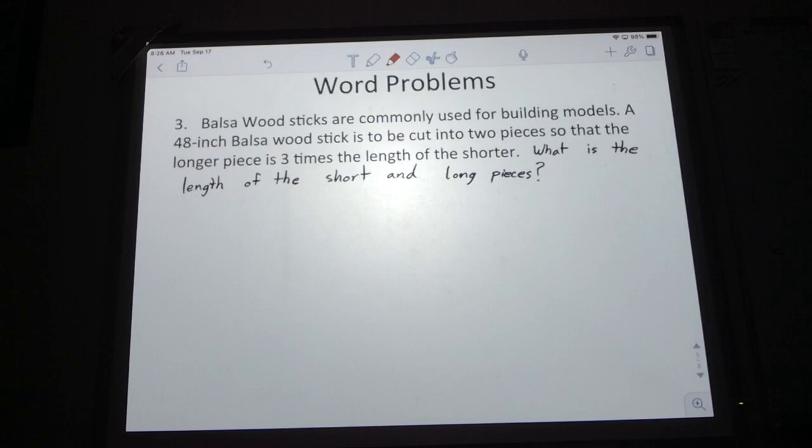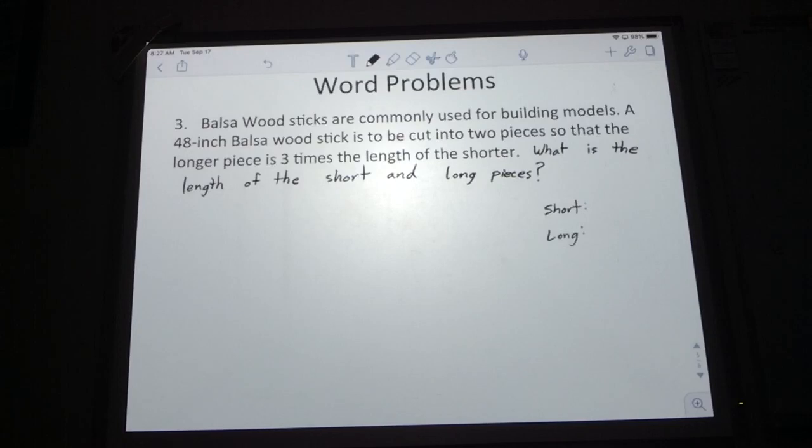So what I want you to do there is write down the 2 things you're looking for. What is the length of the short and the long piece? So that's what we're looking for. So over to the side, we want to write down the labels of the things we're looking for. So short and long.